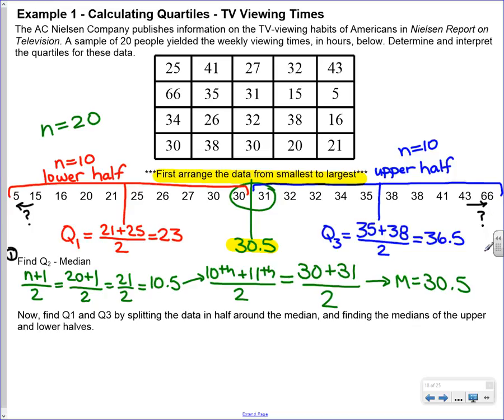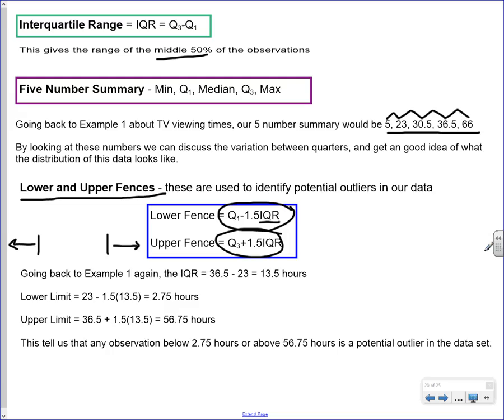That's what we're trying to decide: are those extreme observations, or just high or low observations? The way we can figure that out is by using these lower and upper fences. So let's plug in all our numbers from our last problem. Our lower fence is going to be 23 minus 1.5 times 13.5. It's always going to be 1.5, that's just in the formula. You just plug in your Q1 and your interquartile range. Here we get 2.75, so anything below 2.75 is an outlier.